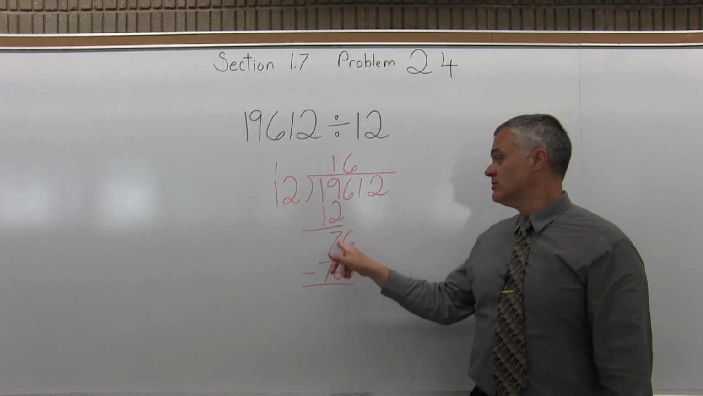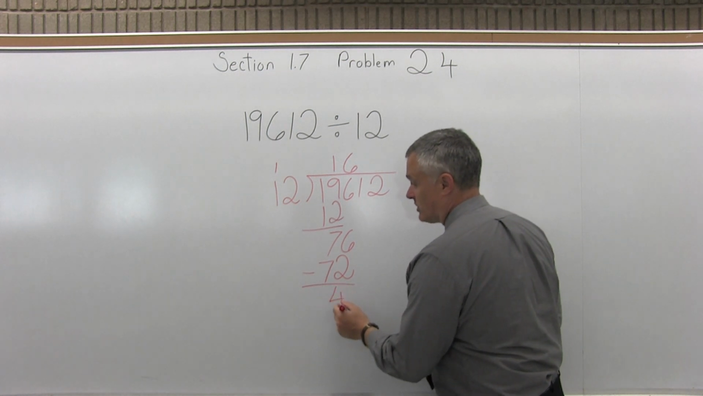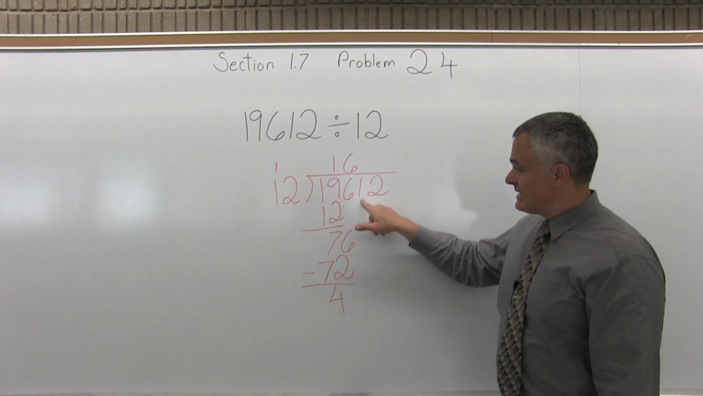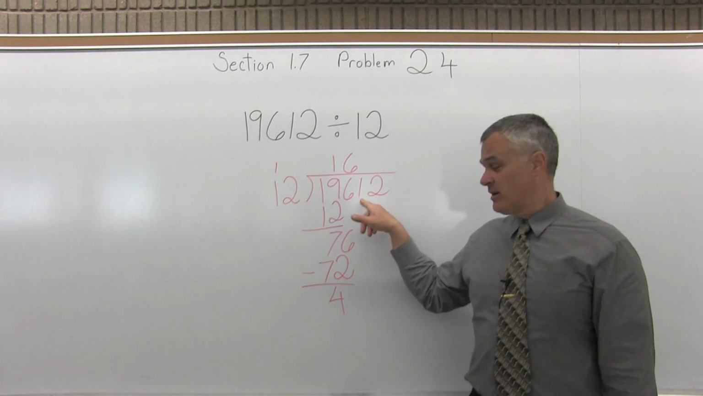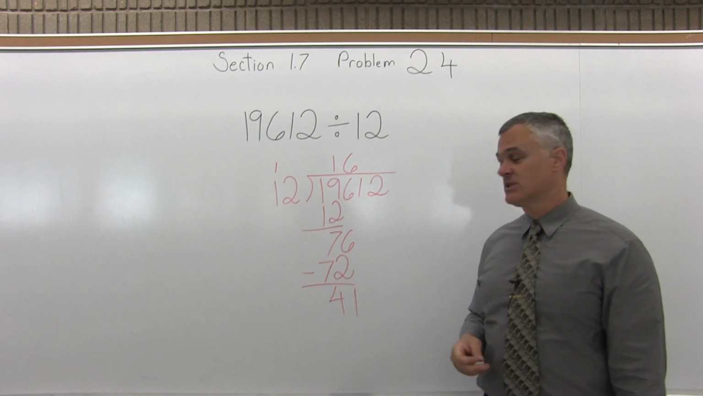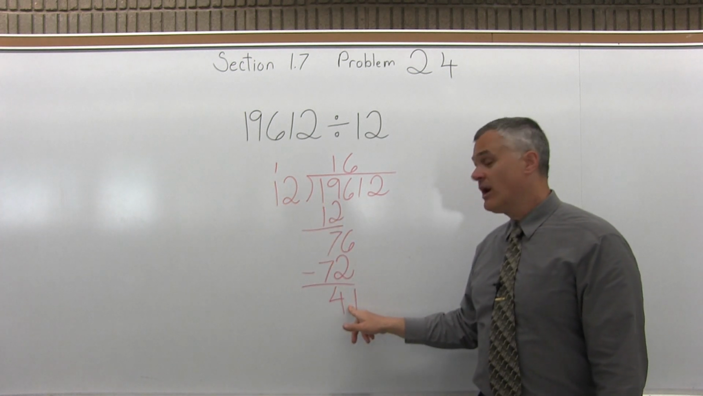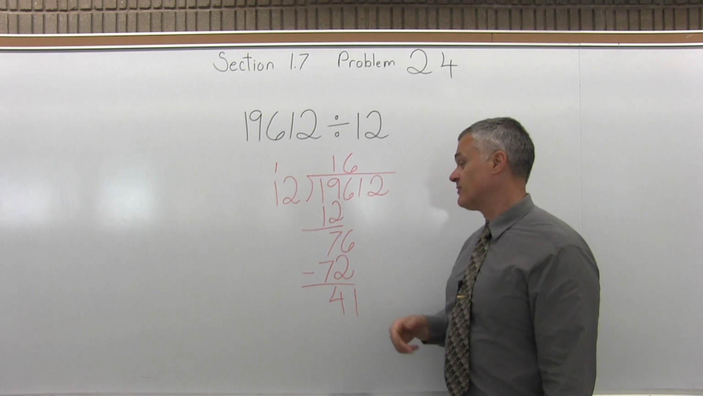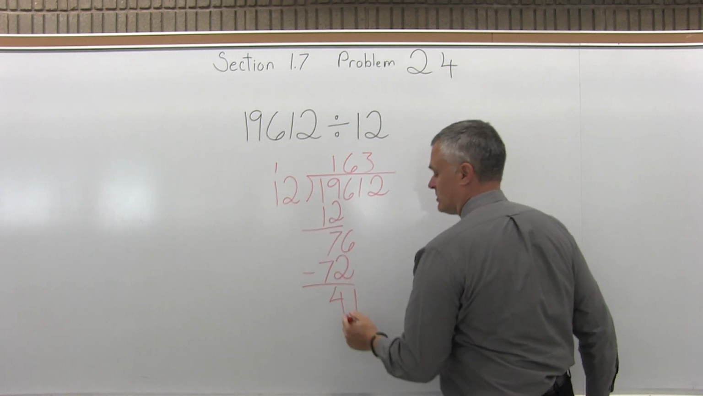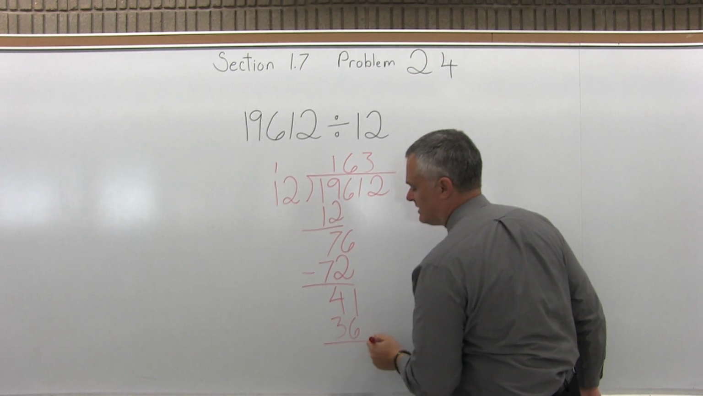And now you're going to do 76 minus 72, which is 4. Again, 4 is a good answer because it's smaller than 12. So now we can proceed. We go to the next digit over to the right, which is a 1. Bring that 1 down next to the 4 that we just got as an answer from the subtraction, making it a 41. So now ask yourself, 12 will fit into 41 how many times? Well, it'll go in 3 times. 3 times 12 is 36. Okay, so 3 times 2 is 6. 3 times 1 is 3, so 3 times 12 is indeed 36.